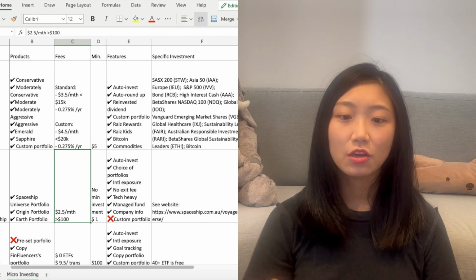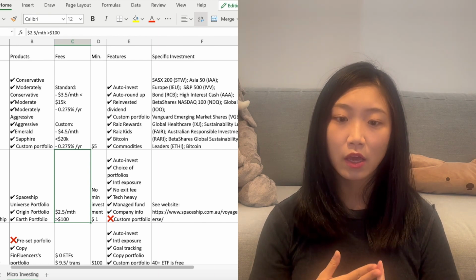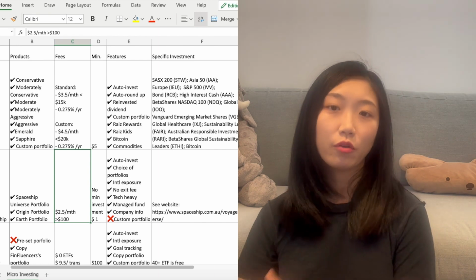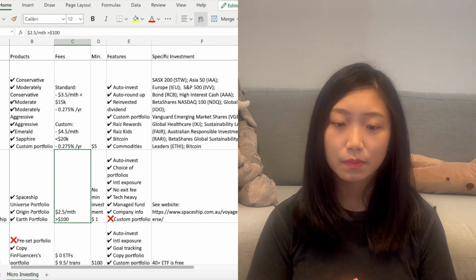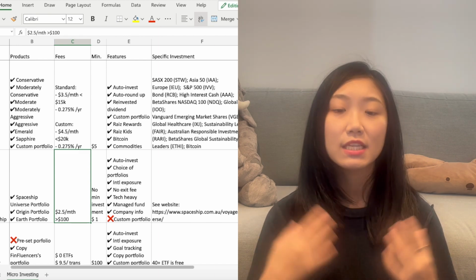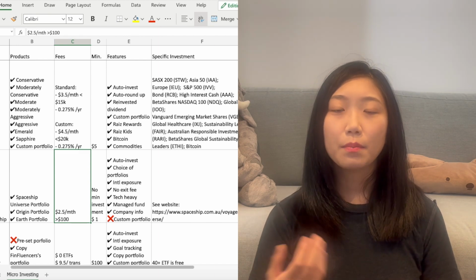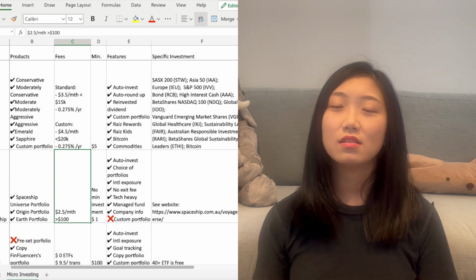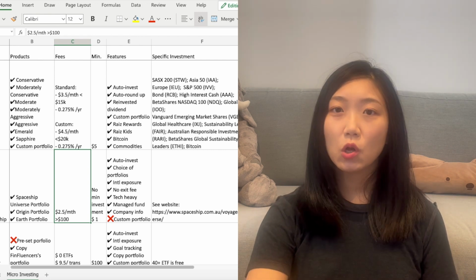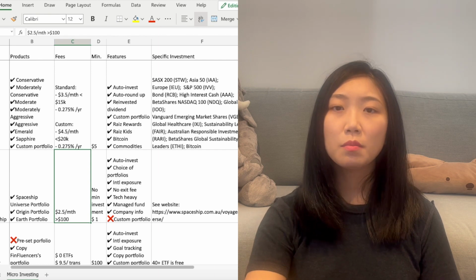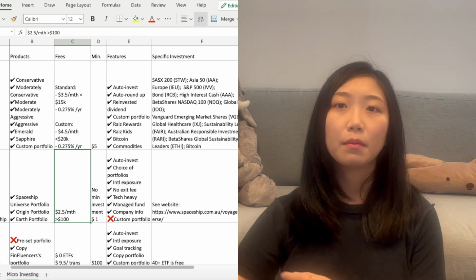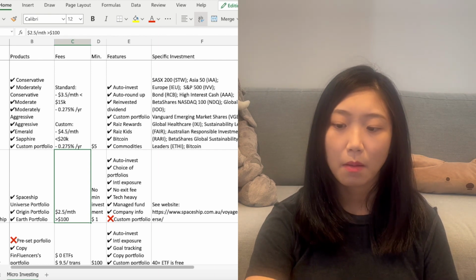Some of the features: you can auto invest, and you can choose your own portfolio out of the 3 preset portfolios. It has international exposure, no exit fee, and it's very tech heavy. So if you're into tech stocks, this might be your cup of tea. It's also a managed fund, so some of the fund is handpicked by the fund managers from Spaceship.